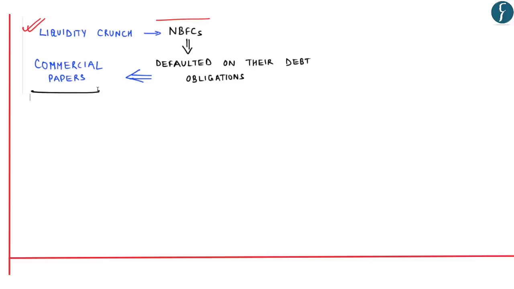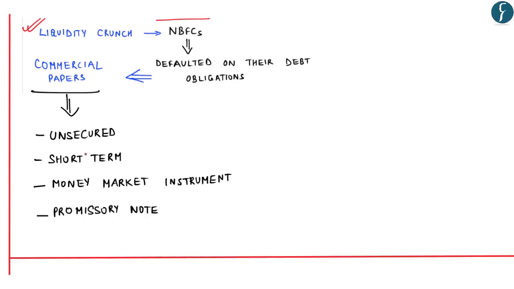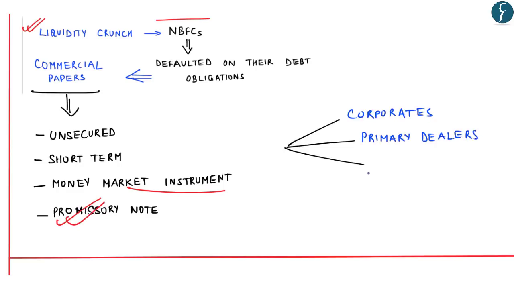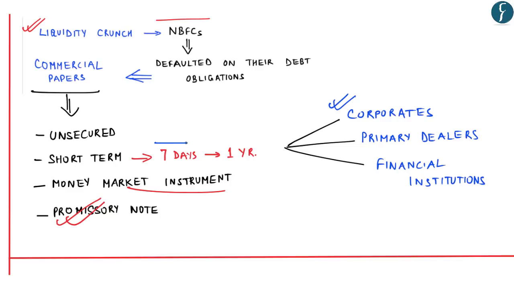So, with respect to the debt obligation on commercial papers, let us first understand the basics of commercial papers. Now, these commercial papers are unsecured short-term money market instruments which are issued in the form of promissory note. These commercial papers can be issued by corporates, primary dealers, as well as financial institutions, for maturities between a minimum of 7 days and a maximum of 1 year from the date of issue. So it is on these commercial papers that these NBFCs have defaulted on their debt obligations.